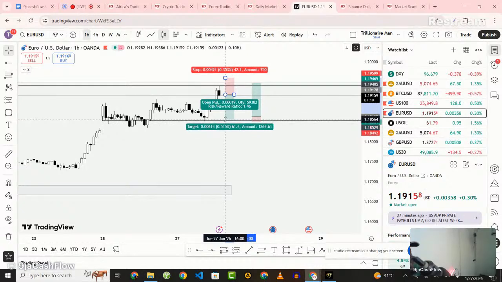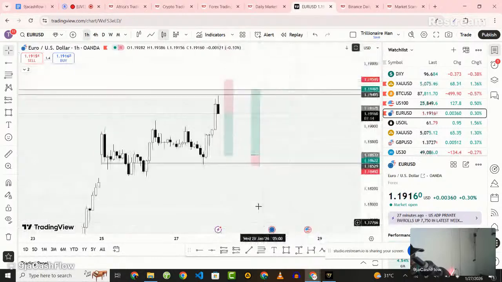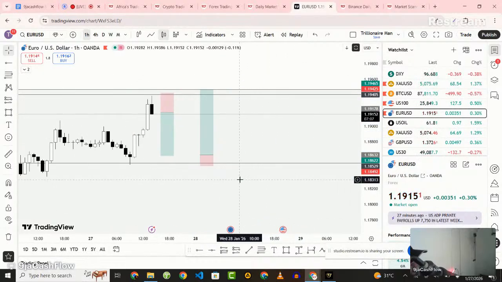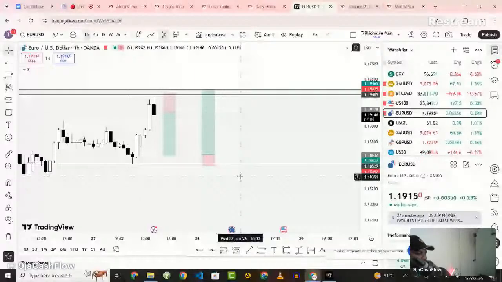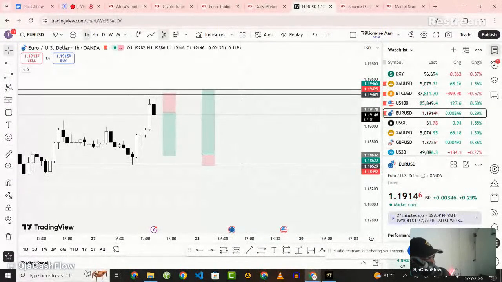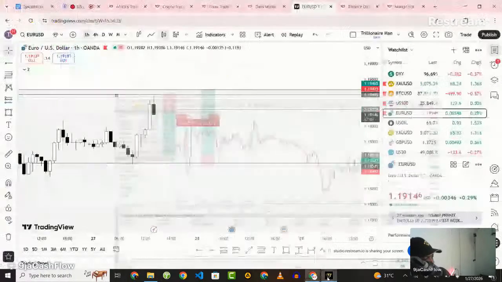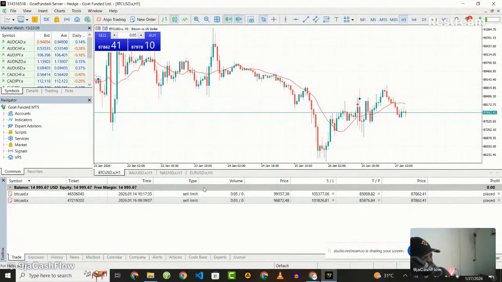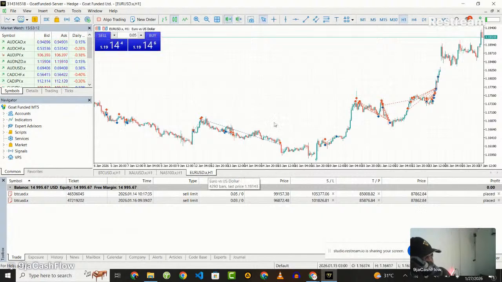Coming to this swing low here, that's what we can do. So let's sell Euro. This is about a 24 pips stop loss. Stop loss is a bit high.